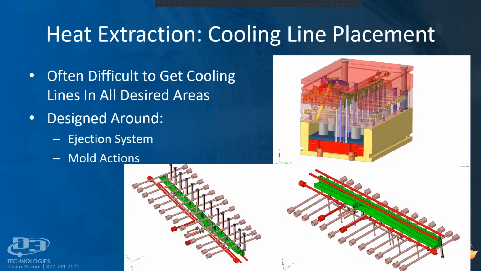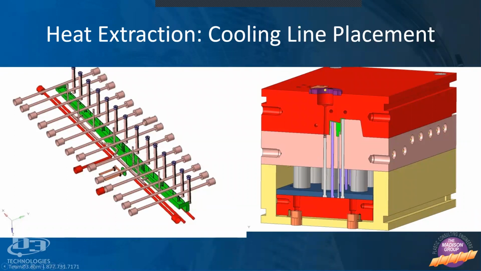And it's often difficult to place cooling lines in all the areas that you want. Cooling is usually one of those last areas that we address, and we have to design it around ejection systems or mold actions. So while it may look like, hey, we can get more cooling, or we have a lot of baffles in here, we do have to design around our ejection systems, how we're going to get this part out of the mold as well. And so here, again, we have a lot of baffles, but they don't necessarily go into this deep core in here because that's where our ejection system is located.